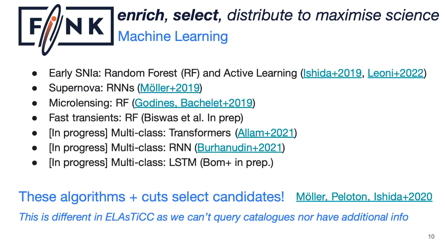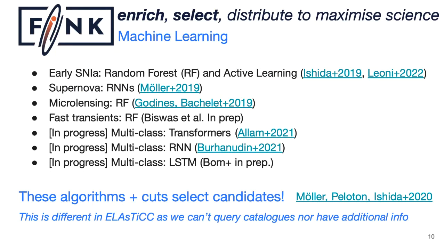Now, we have a big machine learning background. In particular, you can see that we have different algorithms going from supernova classification to microlensing, fast transients, and we are now implementing some new ones, which use multiclass. One of the things I would love to discuss is the difference between just thinking of the machine learning classifiers providing this score and actually selecting a sample.